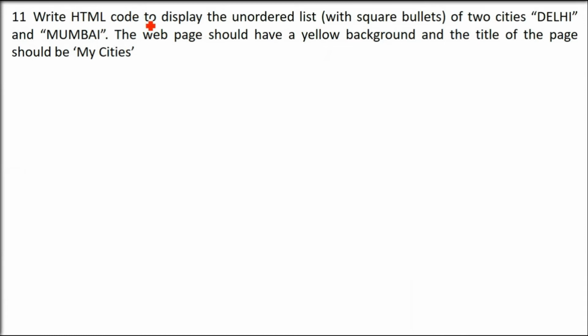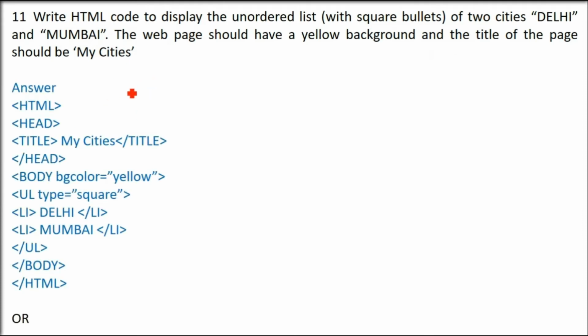Write HTML code to display the unordered list with square bullets of two cities, Delhi and Mumbai. The web page should have a yellow background and the title of the page should be My Cities. I'll just write to give you an idea, I'm not writing the full one. We'll start with HTML and end with HTML. Inside head, you have title. So you'll start with head and you need to end the head also. Whatever you start, you have to end it also. And this HTML page is being made, with a heading and a title.